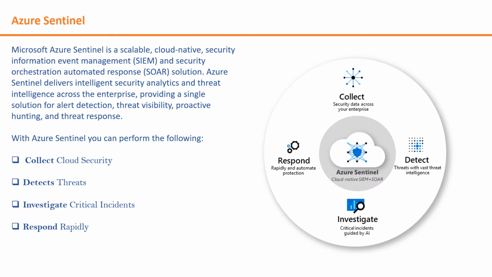With Azure Sentinel, you can perform the following. You can collect cloud security data at cloud scale across all users, devices, applications, and infrastructure, both on premises and in multiple clouds. With Azure Sentinel, you can detect threats. You can detect previously undetected threats and minimize false positives using Microsoft analytics and unparalleled threat intelligence. You can also investigate critical incidents, investigate threats with artificial intelligence, and hunt for suspicious activities at scale, tapping into years of cybersecurity work at Microsoft. Finally, with Azure Sentinel, you can respond to incidents rapidly with built-in orchestration and automation of common tasks.